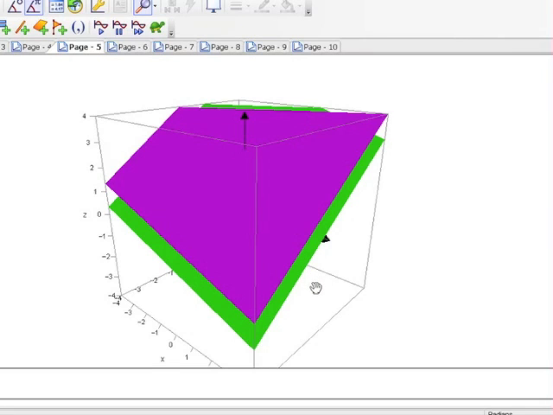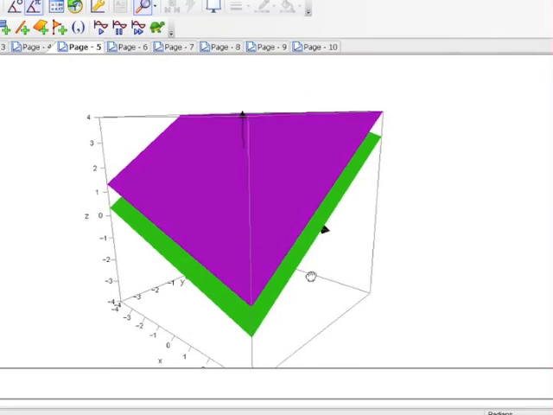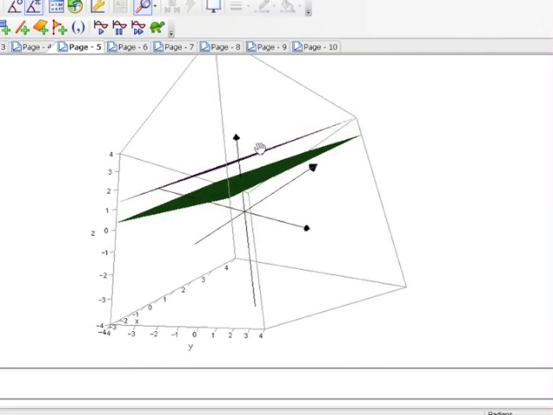So graphically, the 3 equations look like this. 2 of the equations represent one plane, and then the third plane is parallel. And so there are no solutions because there is no point which is on all 3 planes.